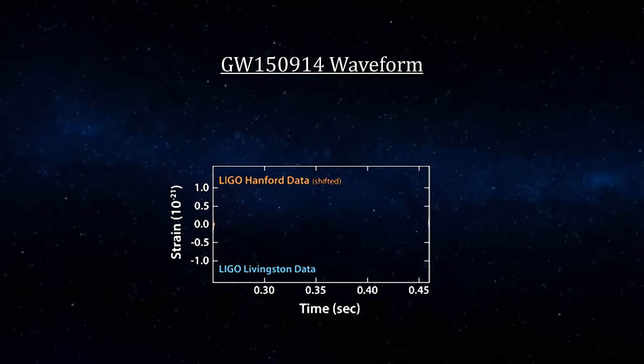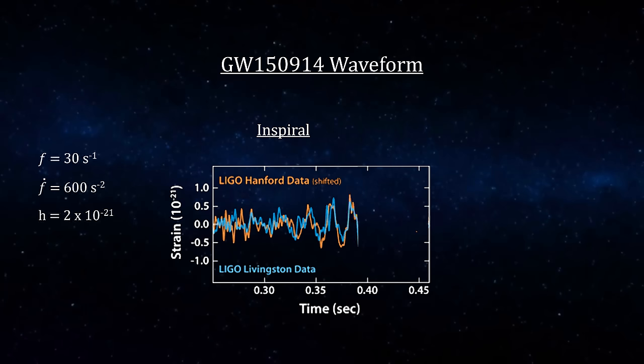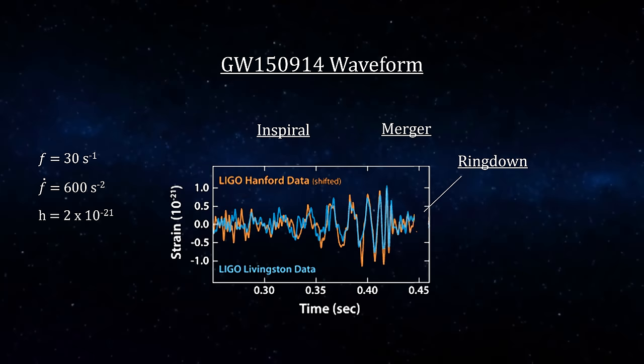This plot combines the data from both sites. The waveform is consistent with coalescing masses, with a 10-cycle, 200 millisecond in-spiral that gives us the frequency, the rate of change of the frequency, and a peak wave amplitude. A merger that takes around 2 milliseconds. And a ring down as the coalesced objects cease to radiate gravitational energy.